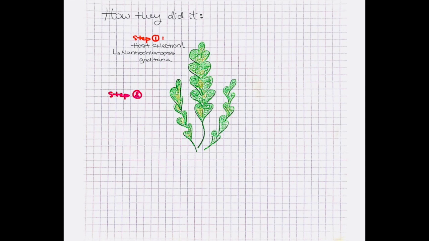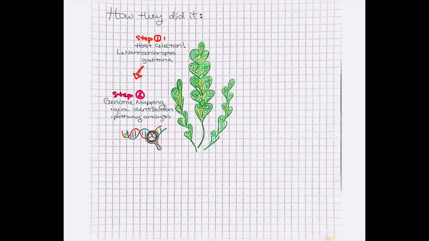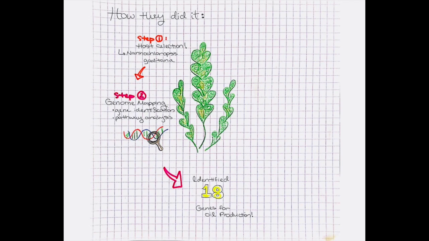In order to increase biofuel production, scientists first selected an algal strain native to San Diego that already had high levels of lipid production. Next, they used sequencing to identify genes involved in oil production. From this process, they identified 18 different genes that, when turned on, inhibit oil synthesis. So this is where CRISPR comes into play.